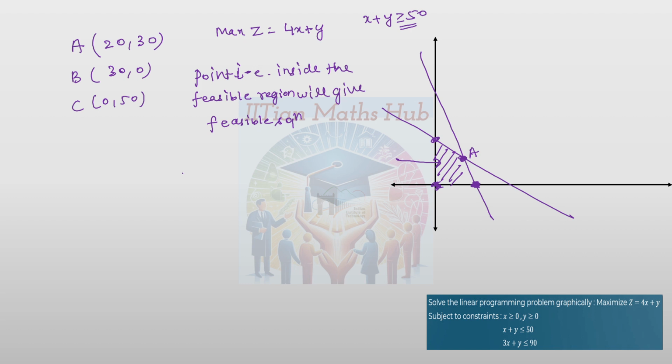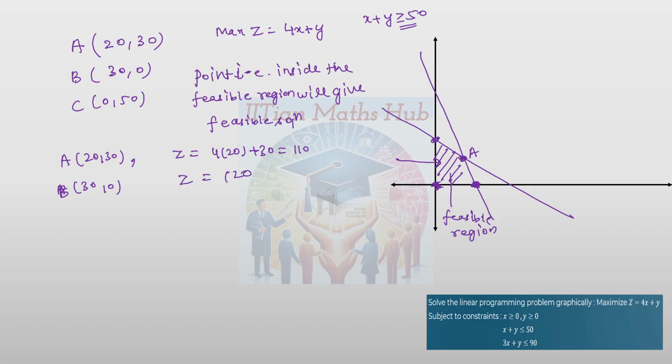Okay, so in this case the feasible region is this one, and the points are A, B, C. So let's check the value. At A (20, 30), what is the value of z we are getting? 4 into 20, that is 80, plus 30, that is 110. Similarly at B (30, 0), we'll be getting z equal to 4 times 30, that is 120 only.